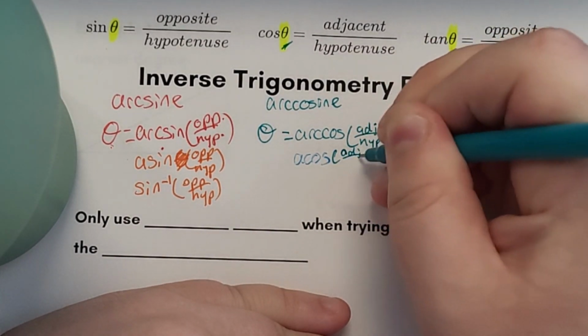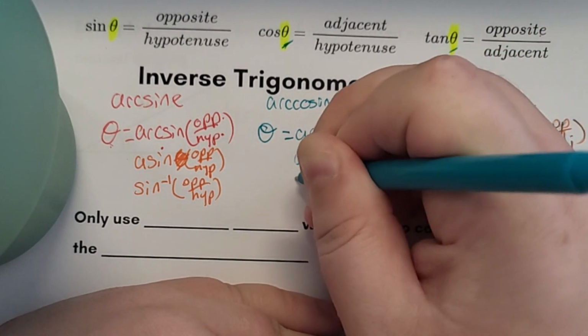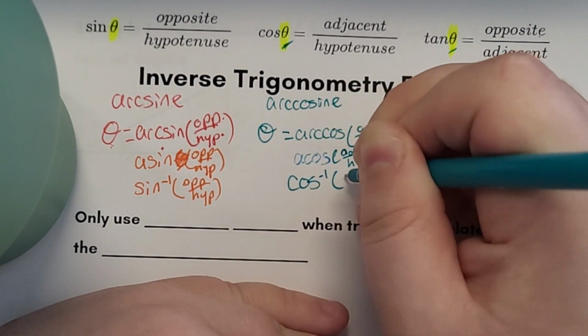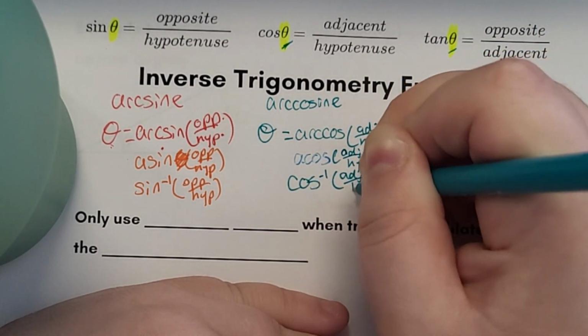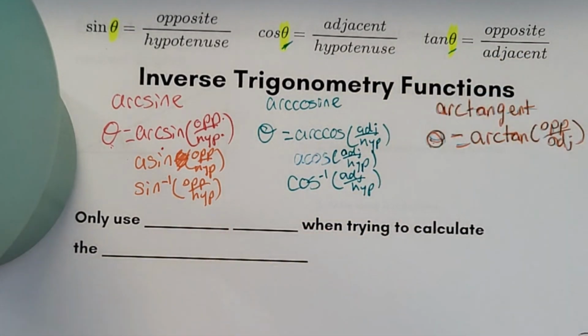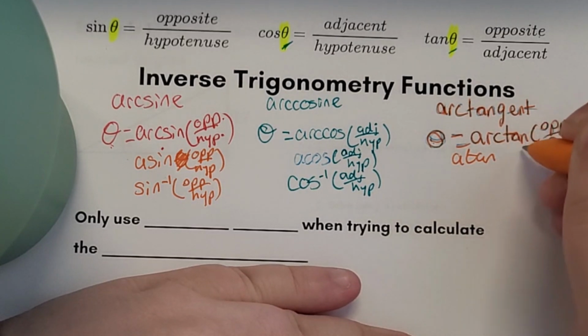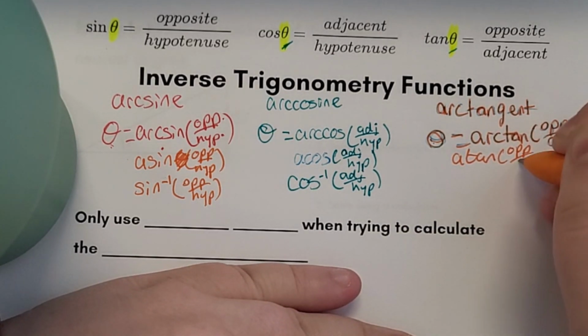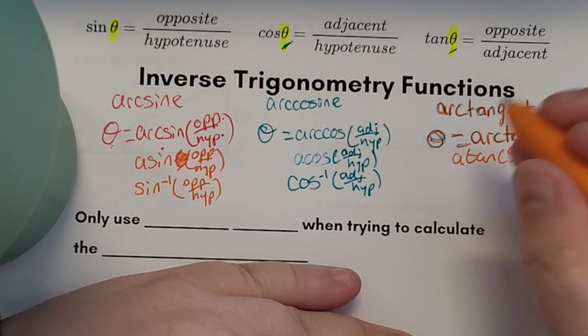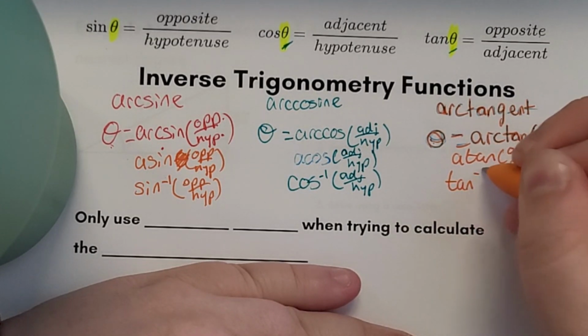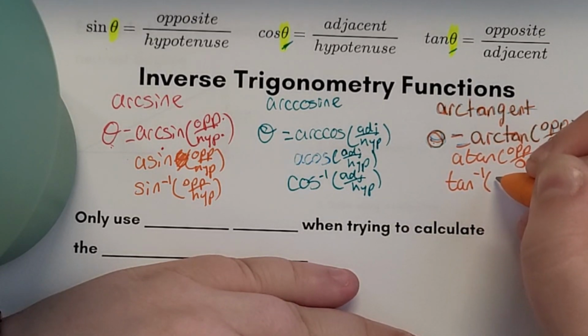Arccos of adjacent over hypotenuse, or you might see cos to the -1 of adjacent over hypotenuse. Tangent is similar: arctan of opposite over adjacent, and or tangent to the -1 of opposite over adjacent.